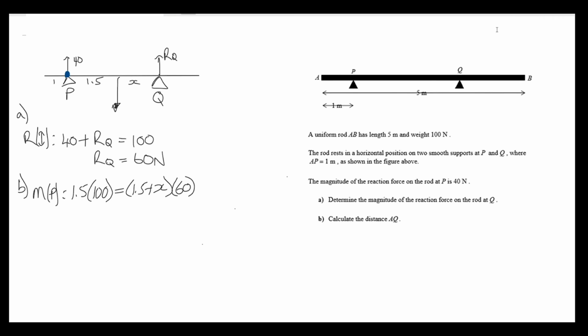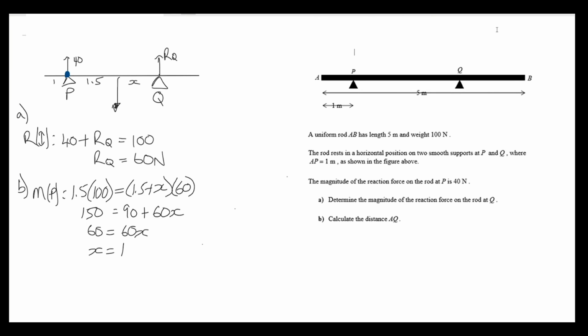So now I've set up this equation, it's just about simplifying and rearranging to find a value for x. So 150 equals 90 plus 60x, rearrange, and actually nicely, 60 equals 60x, x must equal 1. The distance from where we've modelled the weight to point Q is going to be x, and x we know is 1. Okay, we found x, but we haven't answered the question.